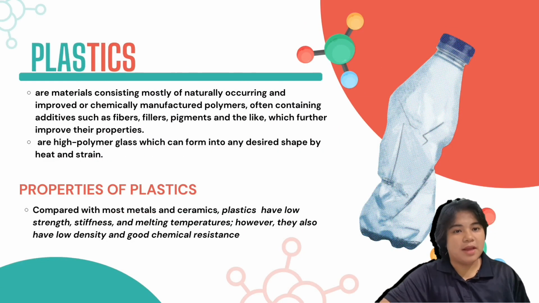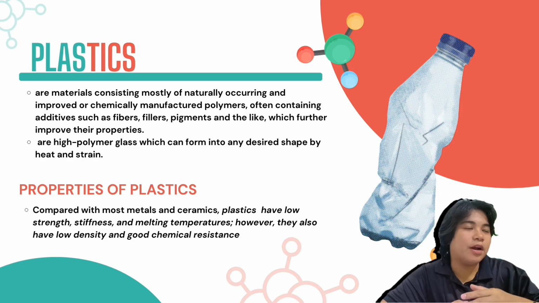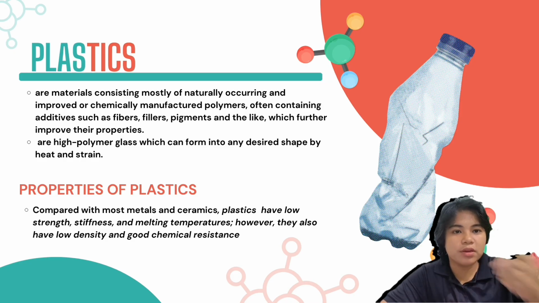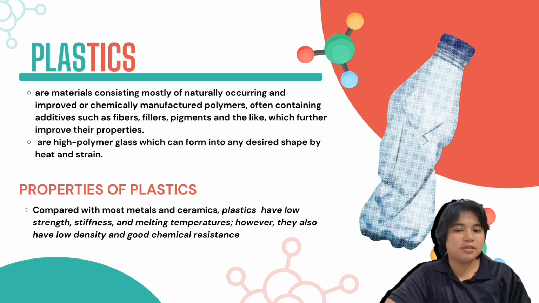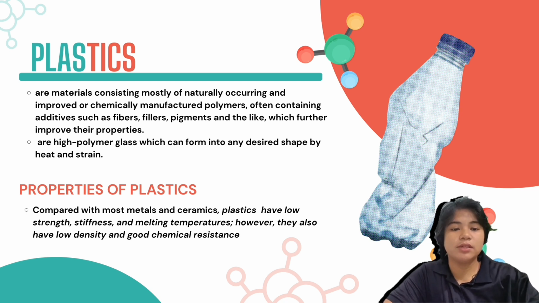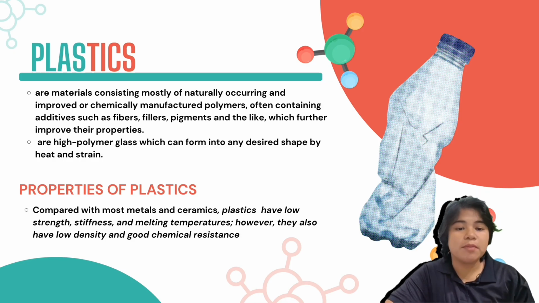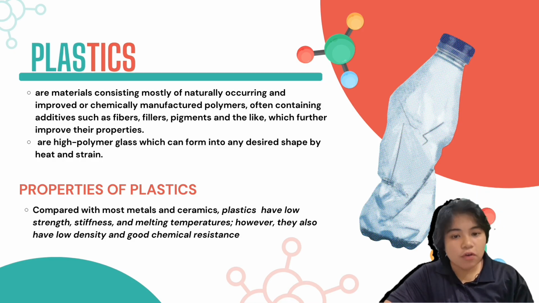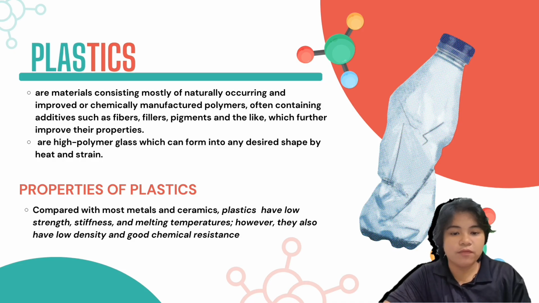Now, let's talk about plastics. So, bakit nga ba natin pag-uusapan ng plastics? Kasi guys, ang plastic, isa siyang uri ng polymer na nilalagyan lang ng parang halo or mga other materials para makagawa ng plastic. So, ano nga ba ang definition ng plastics? These are materials consisting mostly of natural occurring and improved or chemically manufactured polymers, often containing additives such as fibers, fillers, pigments, and the like, which further improve their properties.